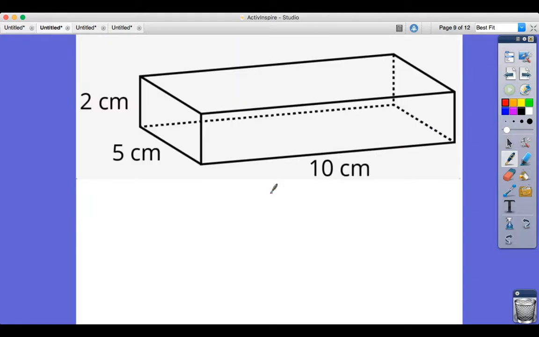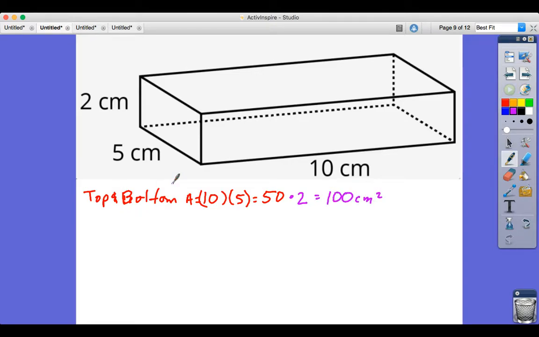Now let's try this one. You can unfold it and draw it out if you want to. I'm going to do this without making the net, but it's still going to be the same process. We're going to start off with the top and the bottom. The top here is 10 by 5, so area equals 10 times 5, which is 50. How many of those do we have? The top is 1 and the bottom is the other. So times 2 is going to give us 100 centimeters squared for the top and bottom.